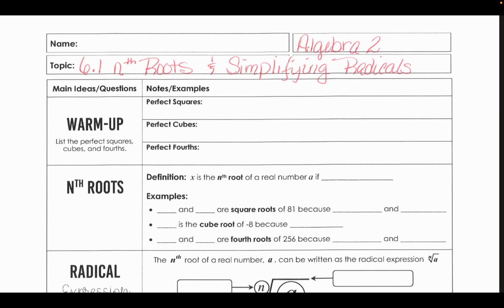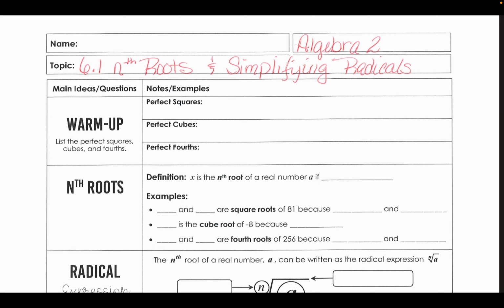Welcome everybody to Algebra 2, Section 6.1, nth roots and simplifying radicals. To start off, we're going to do a little bit of a warm-up, and that's just listing our perfect squares, perfect cubes, and perfect fourths. That's new to us. And perfect fourths is just powers of 4 is all.